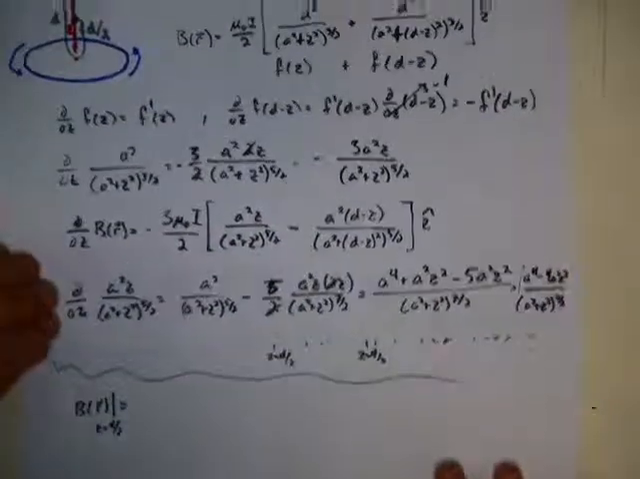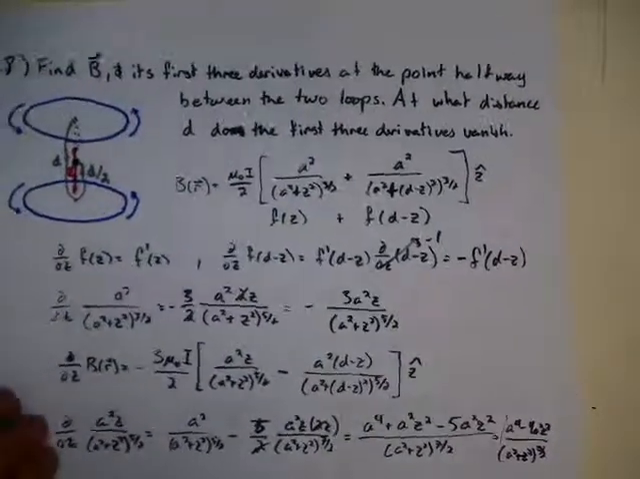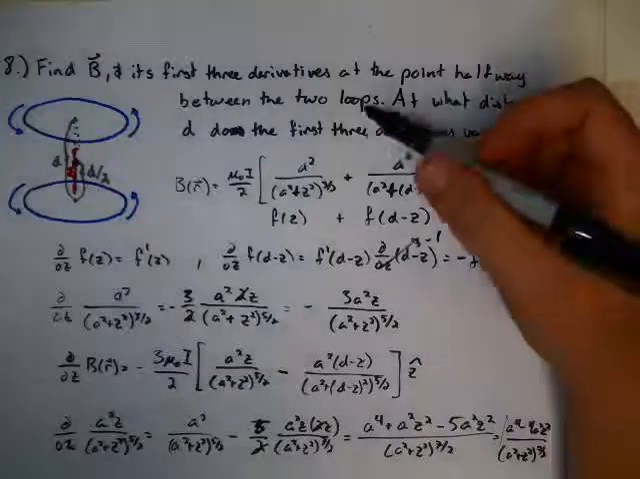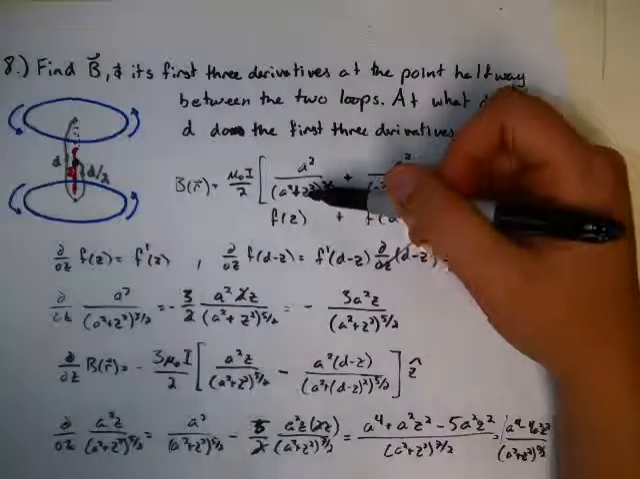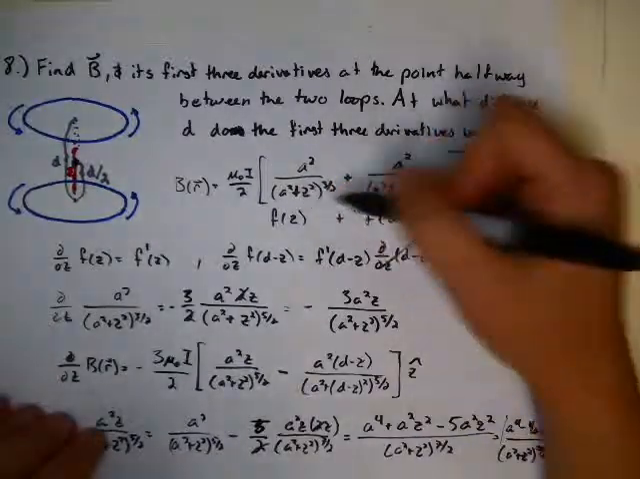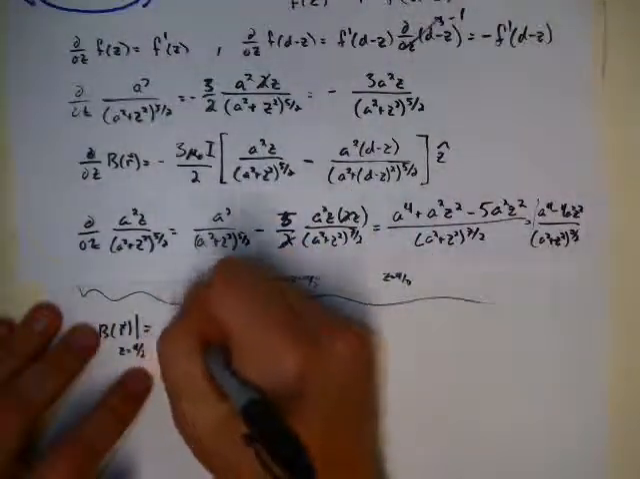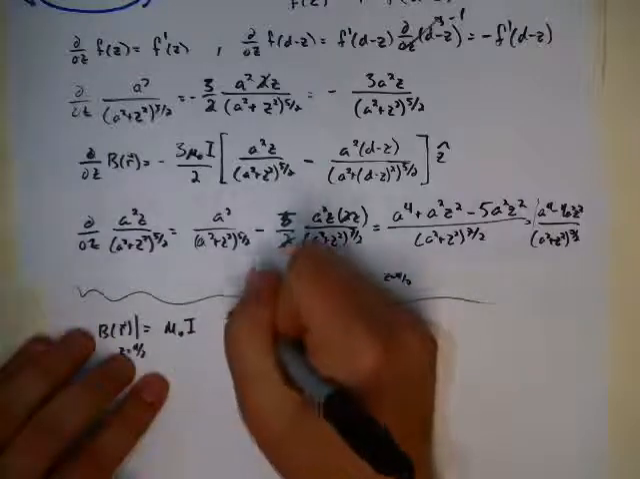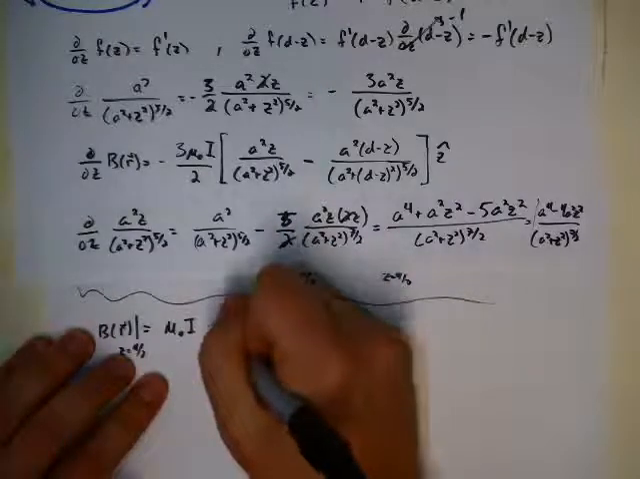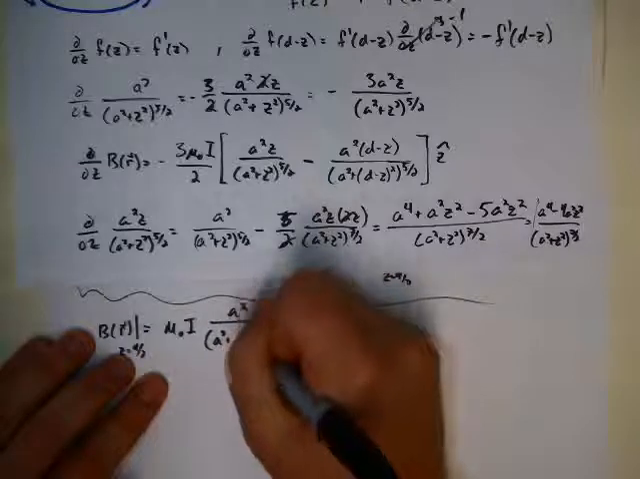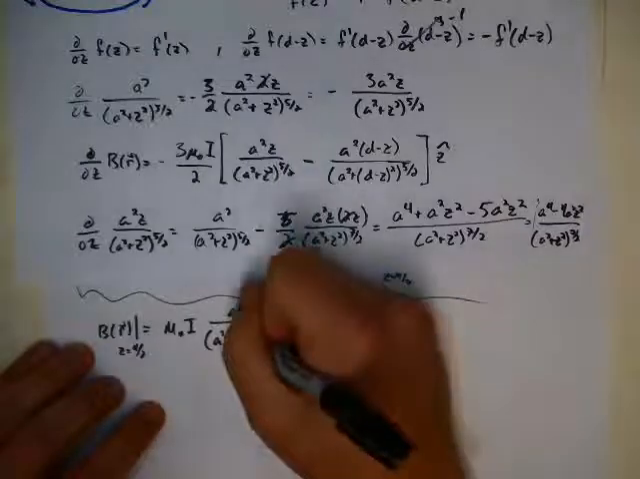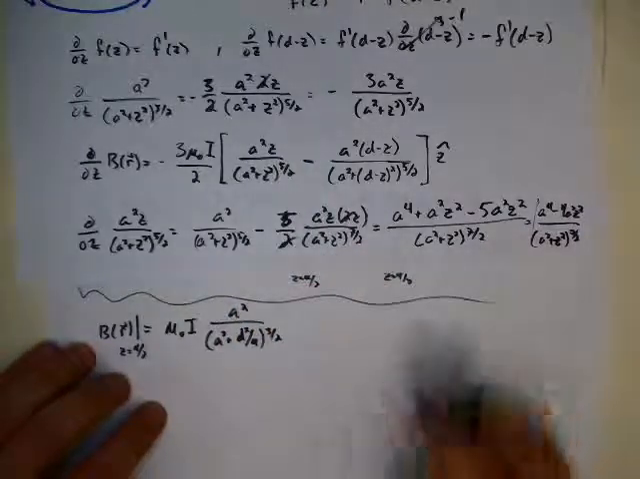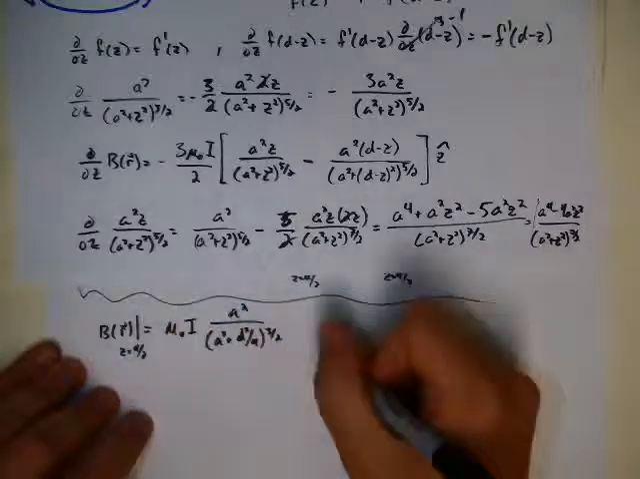Okay, and so we have it way up here. So this is going to be a squared plus d squared over 4. Okay, and I'm going to get two of them. I'm going to get one here and one here. So this will give us mu naught I a squared over a squared plus d squared over 4 to the 3 halves. Okay. So that's that first evaluation.